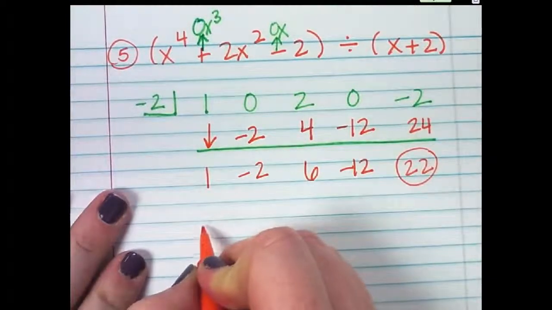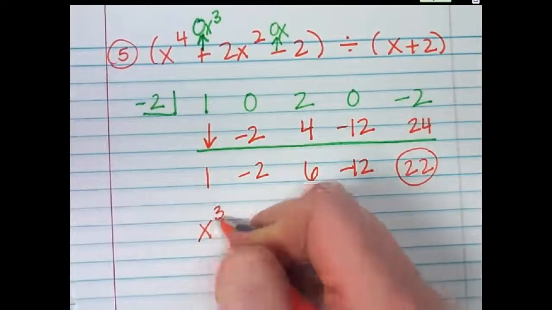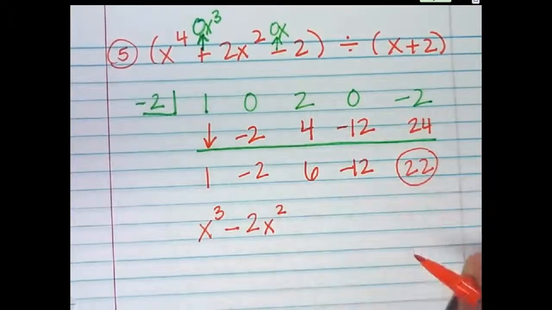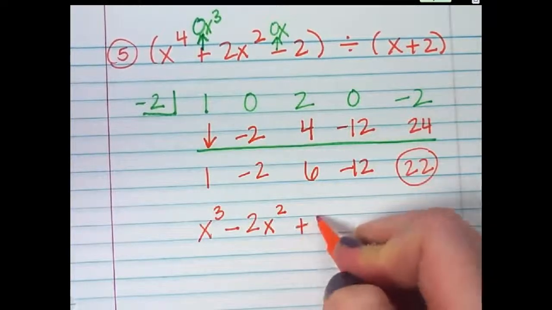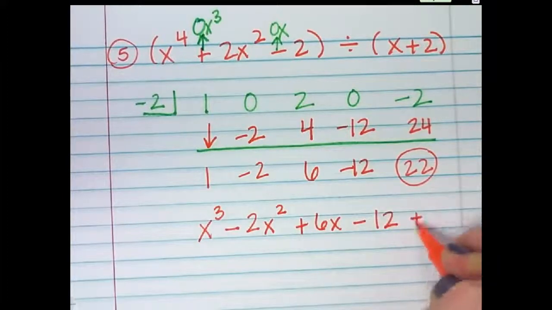So we started with x to the 4th. What's my answer start with? X to the third. So x to the 3rd minus 2x squared plus, good, 6x minus 12, and then our remainder.